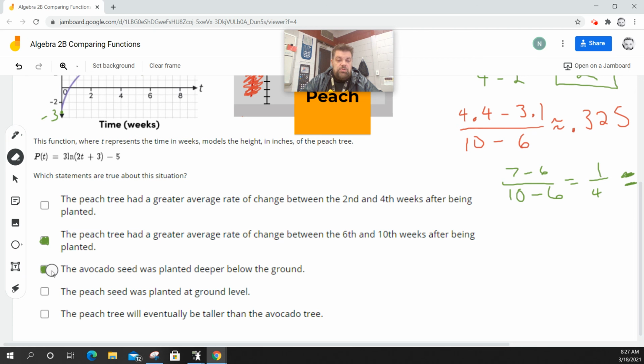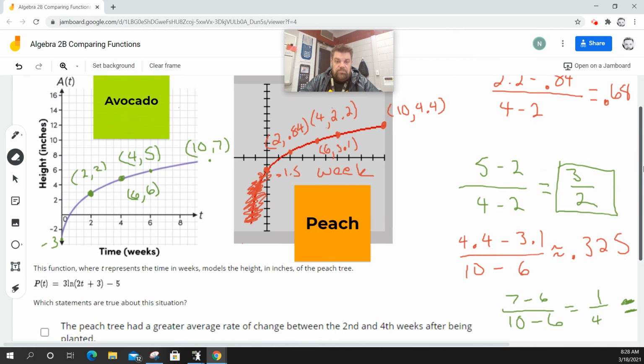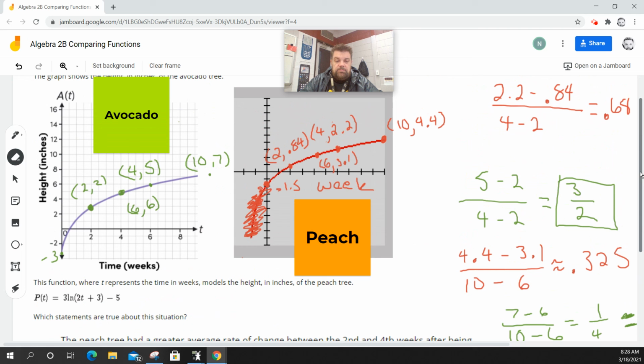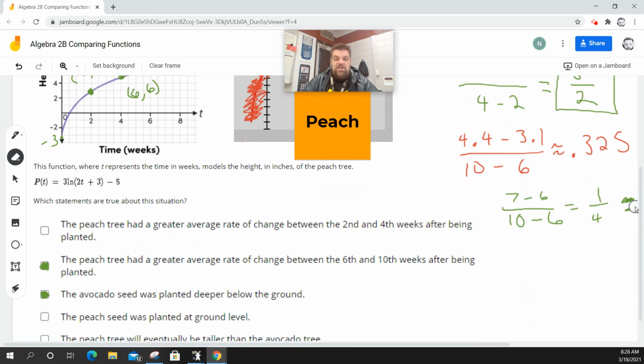What's the last statement? The peach tree will eventually be taller than the avocado tree. No, that's not true because the avocado tree is at 7 inches, where the peach tree is only at 4.4. So I would guess that the avocado tree will always be taller. So I think the only true statements are these two right here. That was a long problem too.